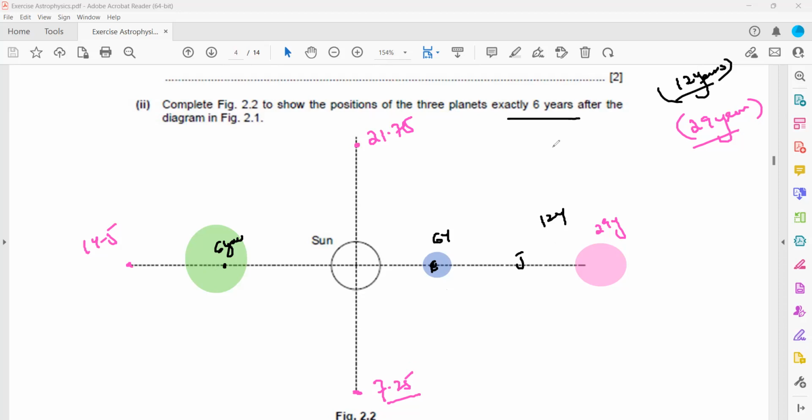So the question is after 6 years. As it is moving in this manner, after 6 years it will be somewhat closer to this line. So what will the position of Saturn be after 6 years? It will not be exactly at 7.25, but somewhat closer to this region. So this will be the position of Saturn. Is it clear? That is how we predicted the position of different planets for the same time interval. Yes.